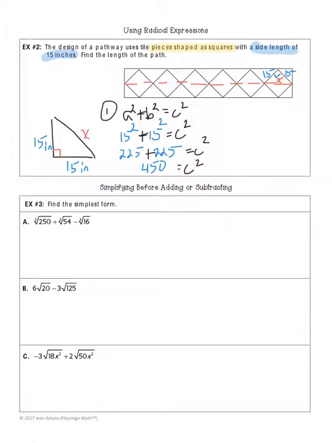Then we need to simplify 450. I'm going to find both the exact answer and the decimal answer using my calculator. But first, in order to solve for c, I have to take the square root of both sides. And then I'm going to prime factor 450. Well, 450 is 45 times 10, and the 10 is a 2 and a 5, and the 45 is 2 3s and a 5.